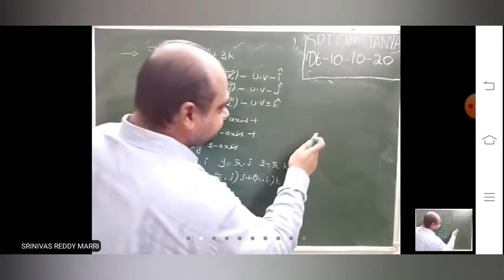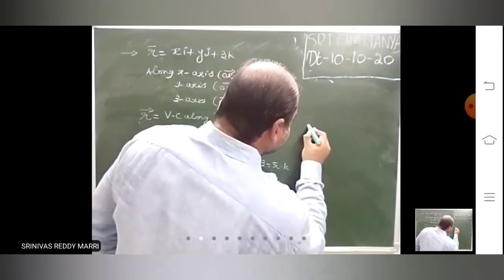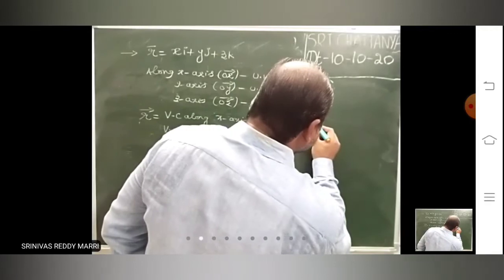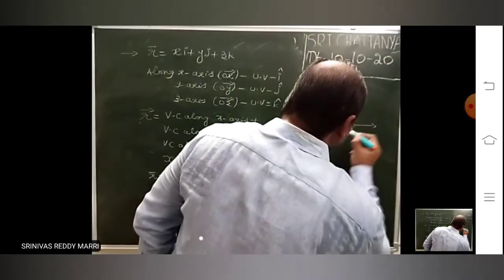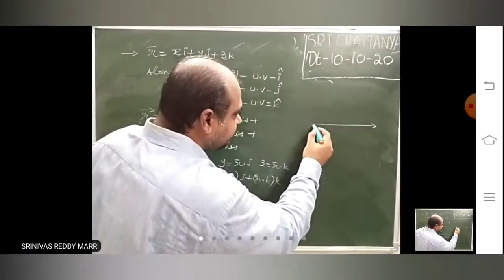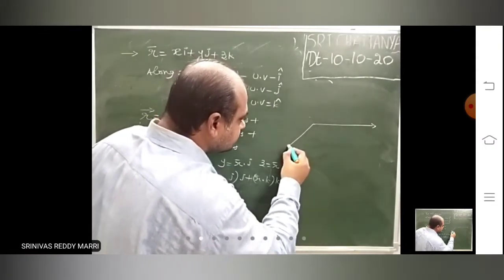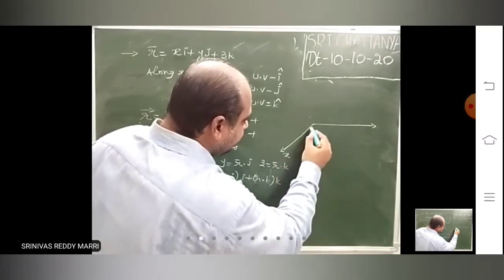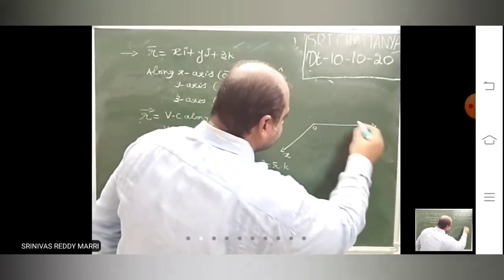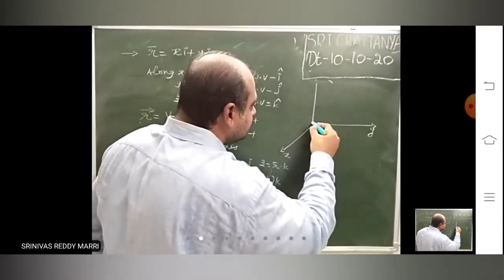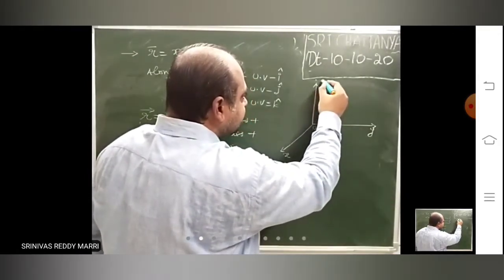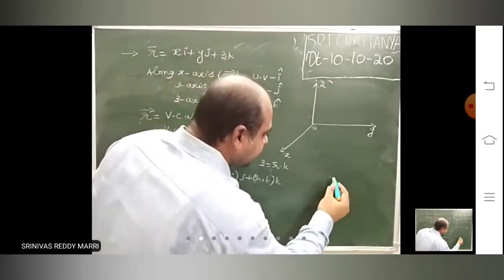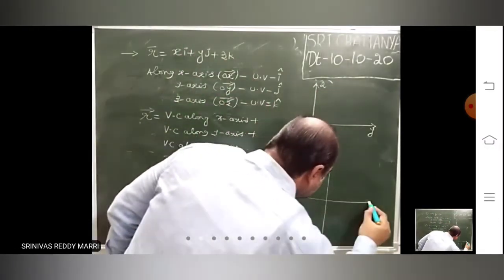Look at here. If any vector is there, from now onwards write like this: x, y, z. Write the axes like this, O X Y. You can write like this also. No problem.